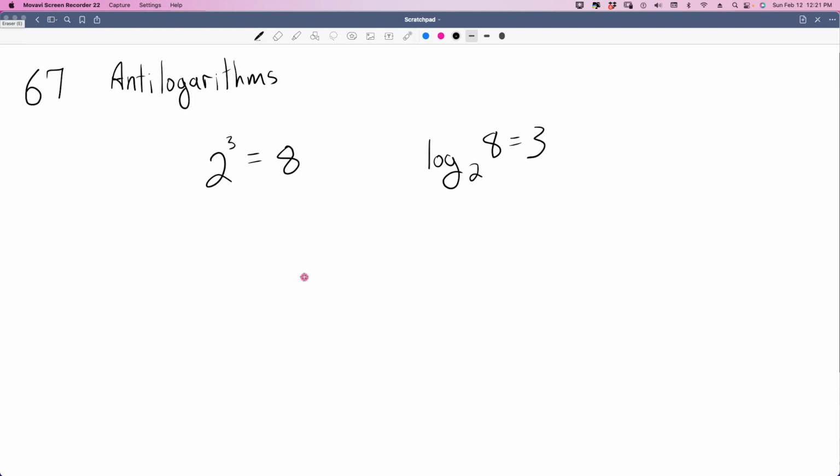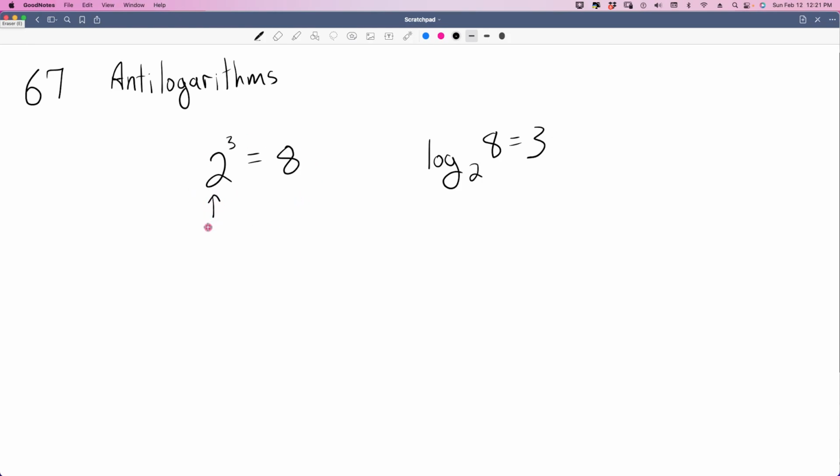Welcome to lesson 67. So today we're going to talk about anti-logarithms. That is just a fancy way of saying the answer. So the anti-logarithm is going to be the answer. Remember, here is the way we would normally look at it in exponent format.